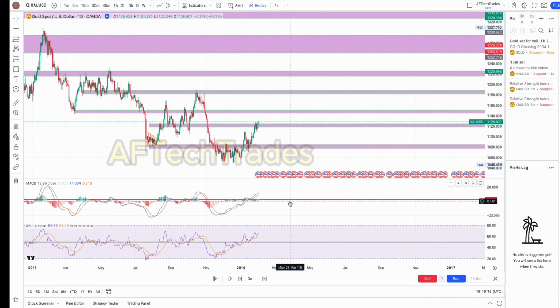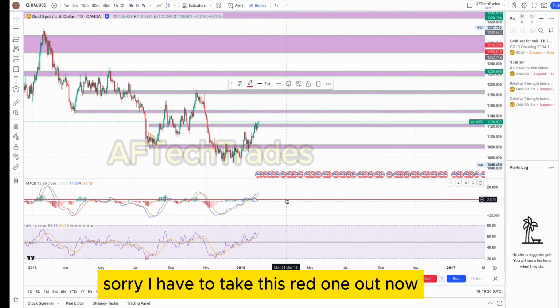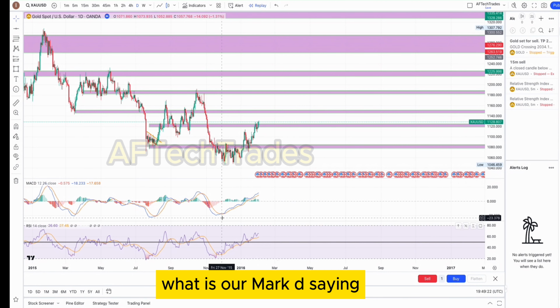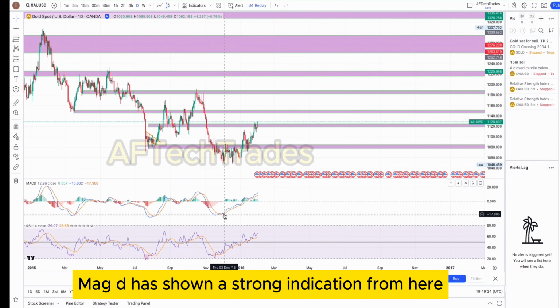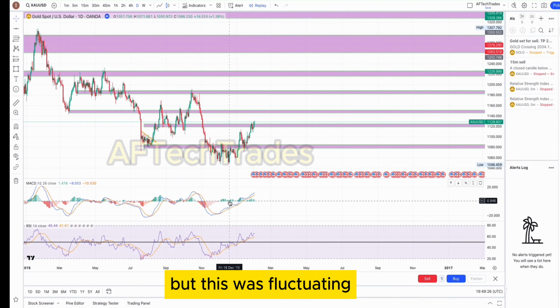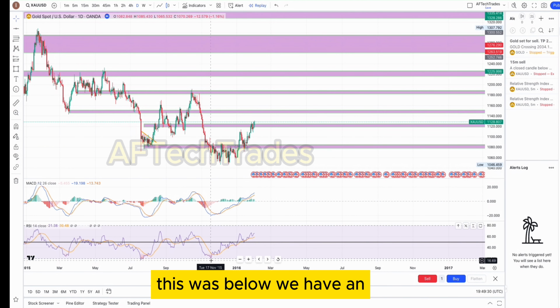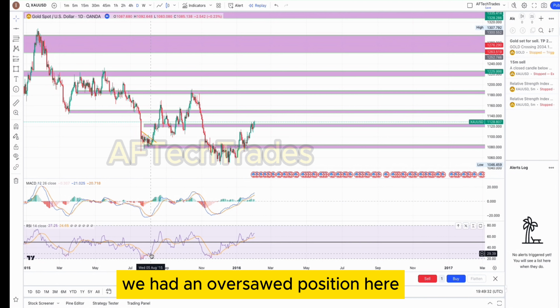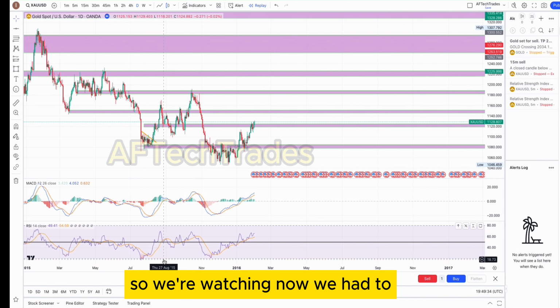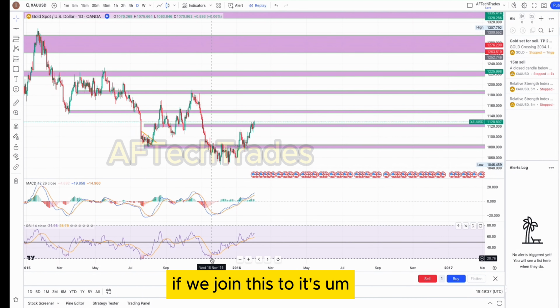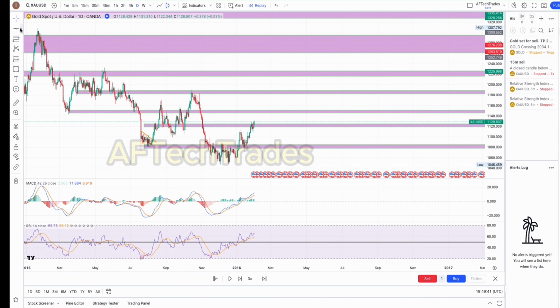Sorry, I have to take this red one out now. What is our MACD saying? MACD has shown a strong indication from here, but this was fluctuating. This was below. We had an oversold position here, so we're watching. Now we had two. If we join these two, let's see.